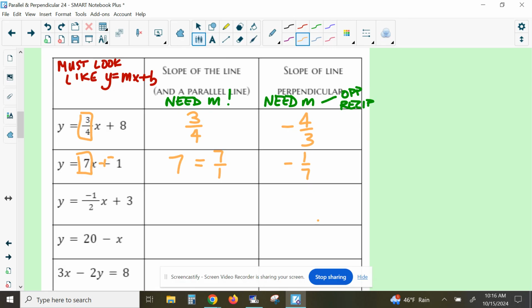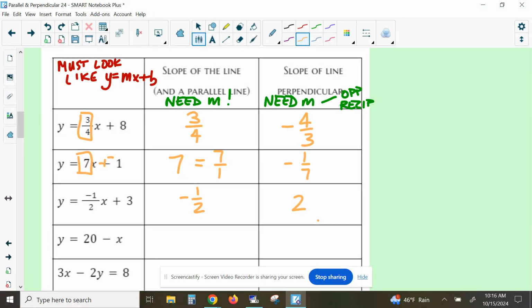Okay, so this looked like y equals mx plus b, correct? So what was your slope? Negative 1 over 2. Okay, and then your opposite reciprocal is what? Which is basically just 2. 2 over 1 is fine, but normal people just say 2. Some of you are not normal people, so that's fine. Cool with that.